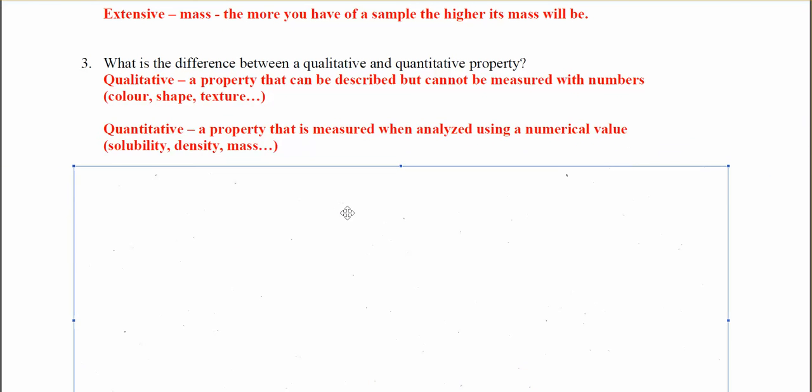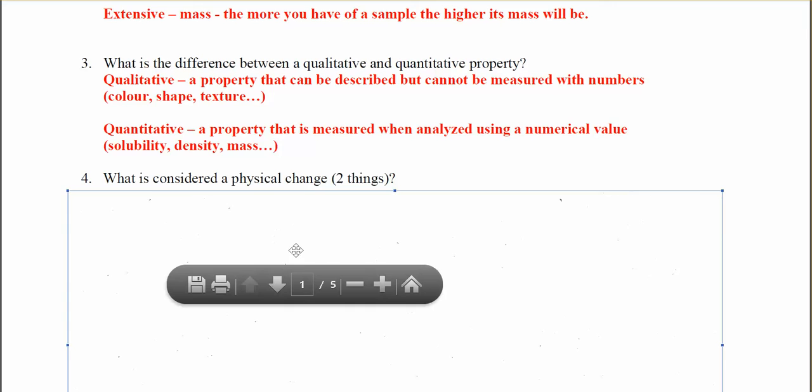Conversely, quantitative is a property that is measured, analyzed using a numeric value. So if you weigh something, you're getting its density, you're getting its length, you're getting its height, something that you'd expect a number for. Like volume, mass, length, anything that you'd be measuring and getting a number for. Think quantitative, quantity.